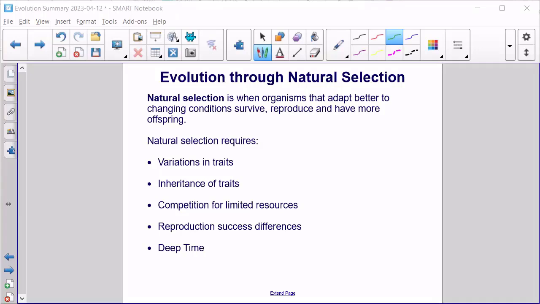Evolution through natural selection. Natural selection is when organisms that adapt better to changing conditions survive, reproduce, and have more offspring. Natural selection requires variations in traits, inheritance of traits, competition for limited resources, reproduction success differences, and deep time.